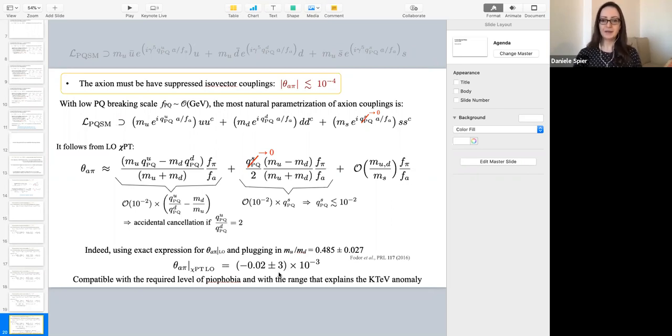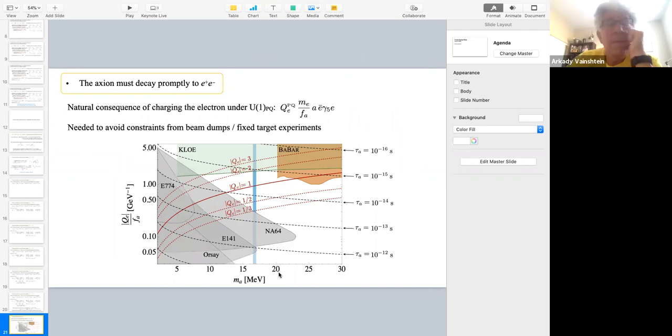Sure. Okay. So I hope you're happy with my argument that pionphobia is possible. It's not that ridiculous. So let me move on then to the final requirement that this axion must have, which is that it must decay promptly to e+ e-. This is actually the easy part. It's easy to get the axion to decay promptly. You get that for free if you charge the electron under PQ symmetry with natural charges of order 1. So that's the coupling that you get for the axion with e+ e-.